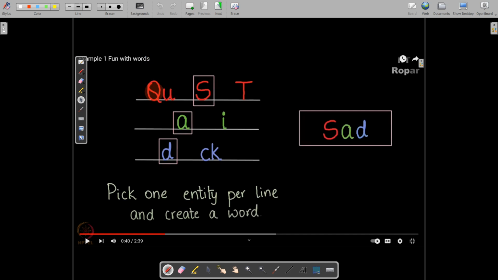You have to find how many three-letter words can be formed using only one entity from each line. For example, one three-letter word could be S from the first line, A from the second, and D from the third line. How do we find the total number of possible three-letter, four-letter or five-letter words that can be formed using only these three lines? Let us see that.